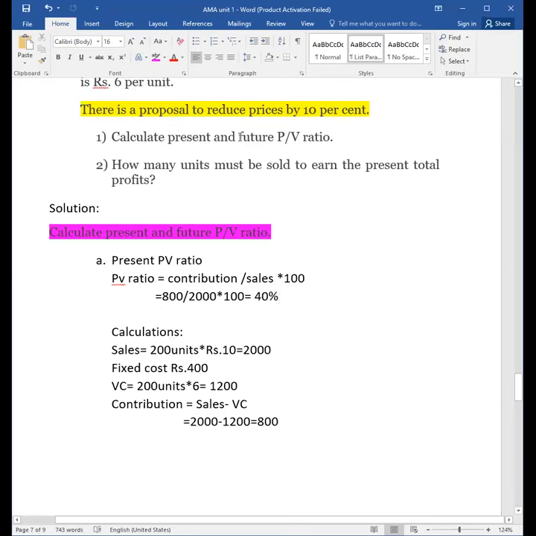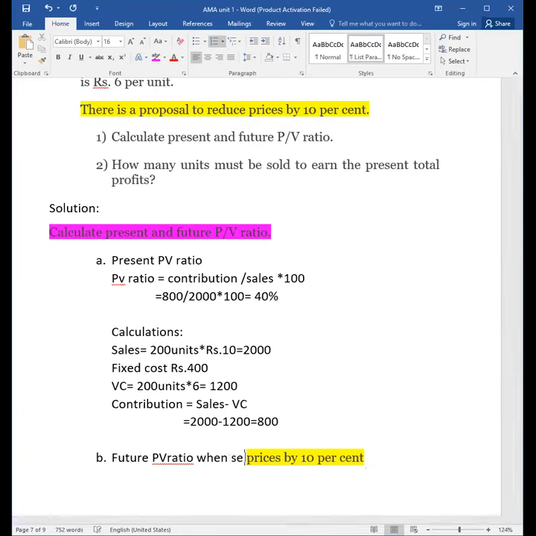Now we need to calculate the future PV ratio. So let's calculate the future PV ratio. What is the proposal? When the selling price is reduced by 10%.